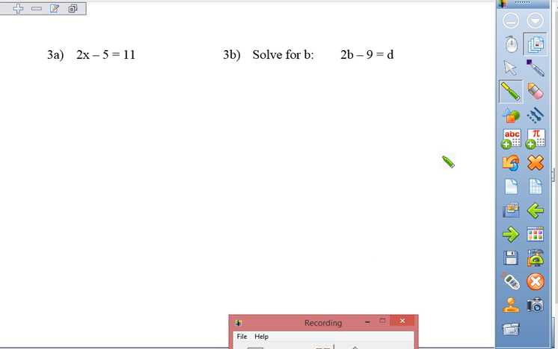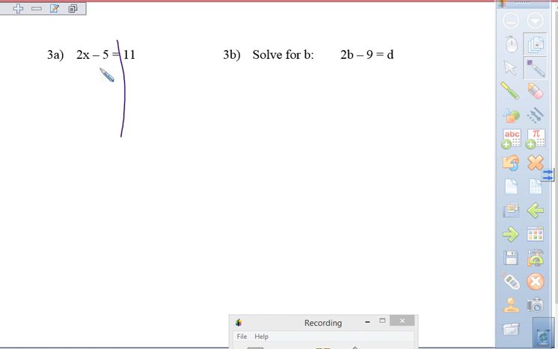Question number 3. Let's try a two-step equation. So we need to get the x by itself. So first we want to add 5. When I add 5, I'm left with 2x, and on the right, 11 plus 5 is 16. And now we need to get x by itself. So we will divide by 2, and our solution is x is equal to 8.